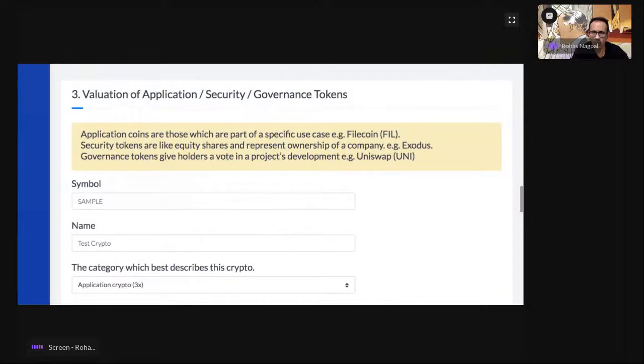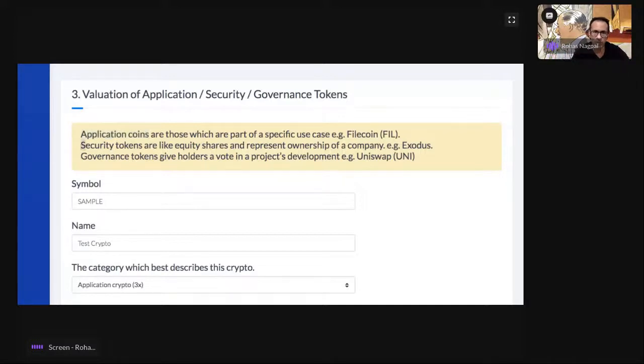First of all, let's understand the difference between the three. When we use the word application coin or application token, I usually just use token and coin interchangeably. An application token or coin is part of a very specific use case. For example, Filecoin. What is the job of Filecoin? You're supposed to use it as an incentive layer for data storage. So it's got a very clear function.